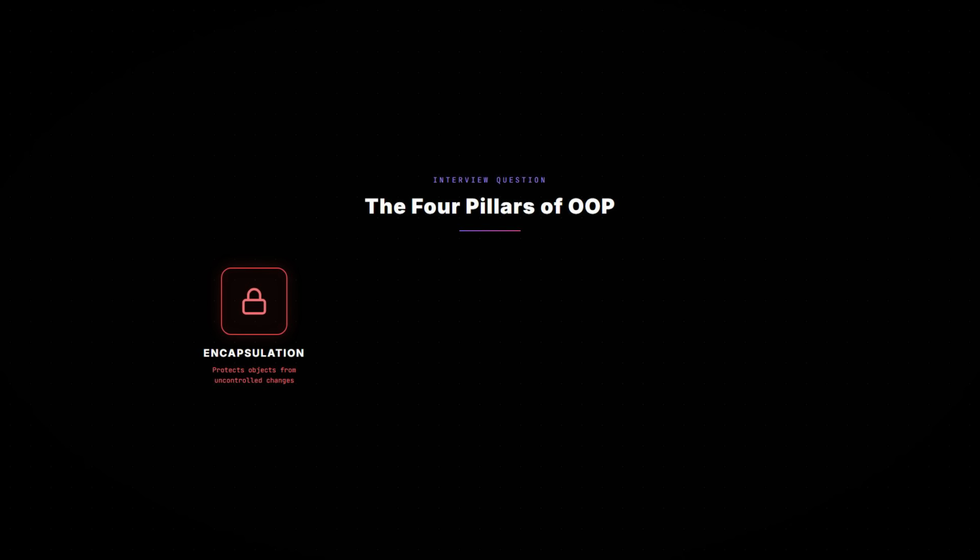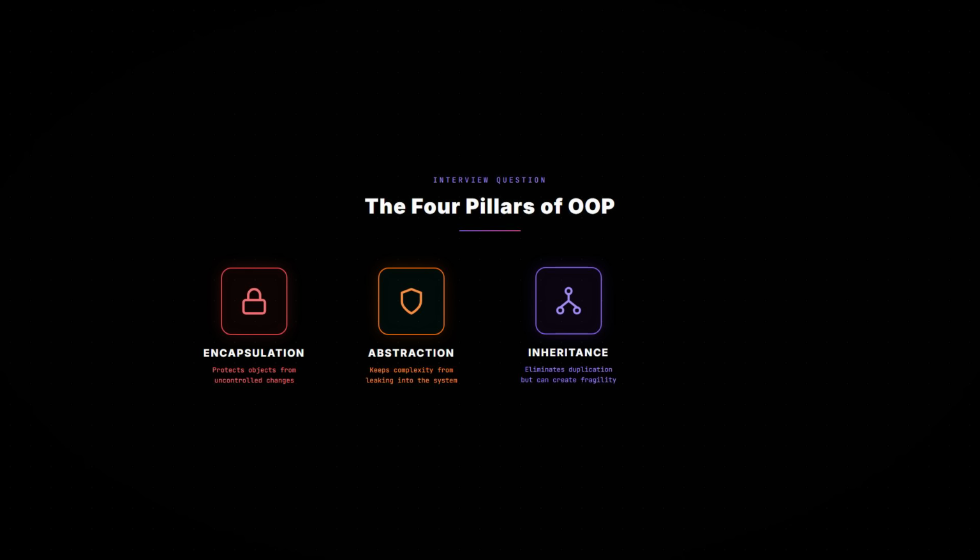Now think back to that interview question. Explain the 4 pillars of object-oriented programming. At this point, you can do a lot more than recite a list of definitions. You can explain why each one exists. Encapsulation protects objects from uncontrolled changes. Abstraction keeps complexity from leaking into the rest of the system. Inheritance helps eliminate duplication, although overusing it can create fragile designs. And polymorphism allows systems to grow by adding new behavior instead of rewriting existing code.